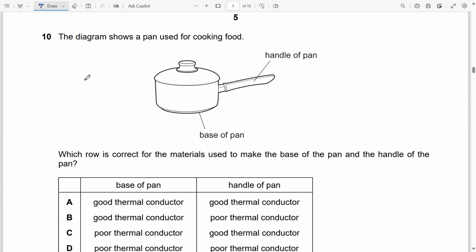Question number 10, a diagram shows a pan used for cooking food. Which row is correct for the material used to make the base of the pan and the handle of the pan? So we have to hold the handle of the pan, so we don't want the handle to get hot, and base of the pan should receive thermal energy. This means the base of the pan should be a good thermal conductor, and the handle should be a good insulator or poor thermal conductor. So option B is the correct one.